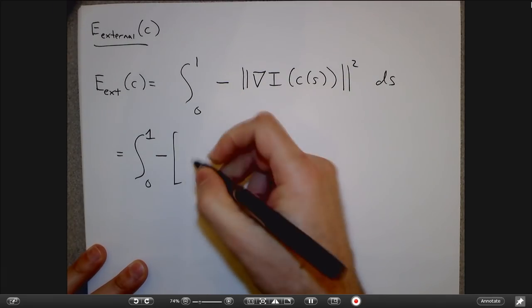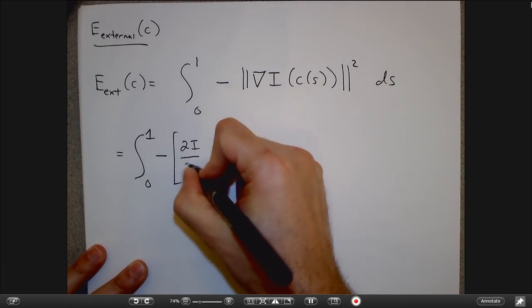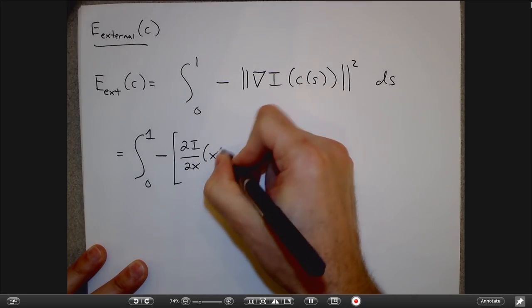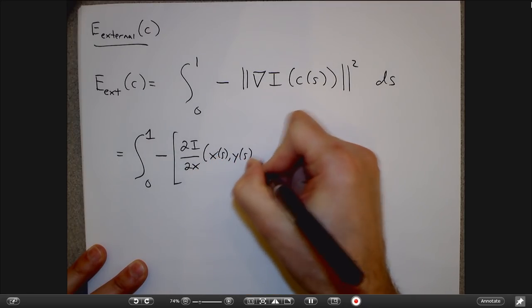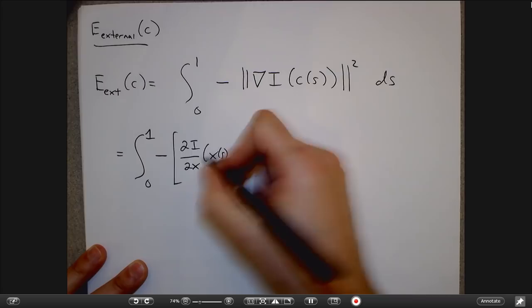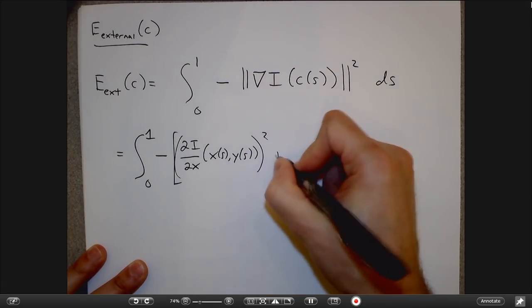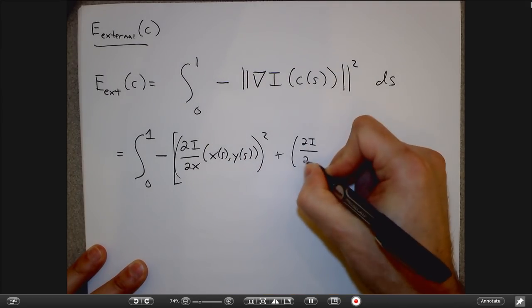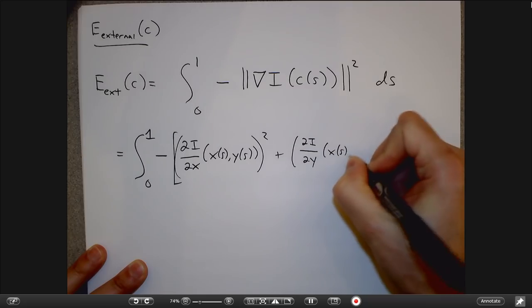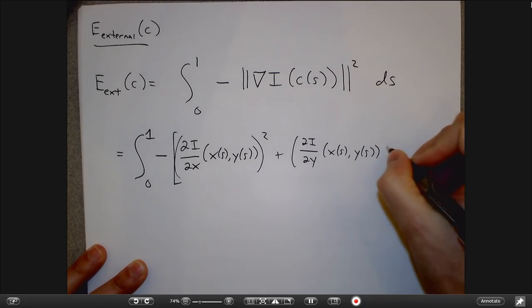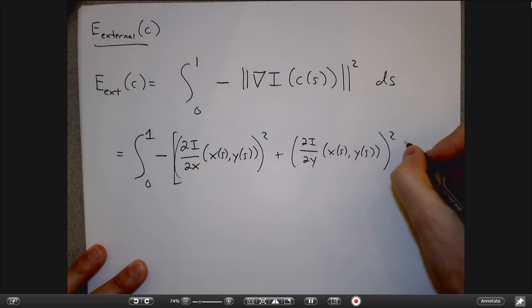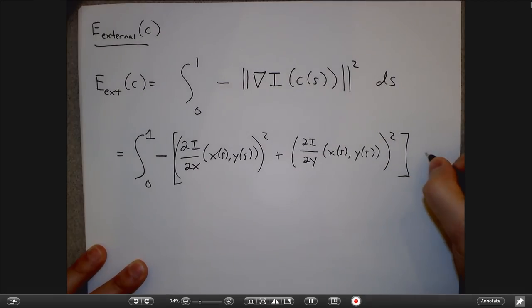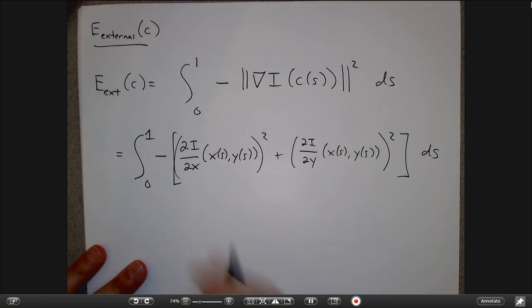This would be saying I take the x derivative at the point x of s, y of s, and then I guess I square that. And then this is basically like the gradient magnitude at each point on the curve. And then I integrate that number as I go around the curve. And I have a negative here, right? So let's think about what this means.